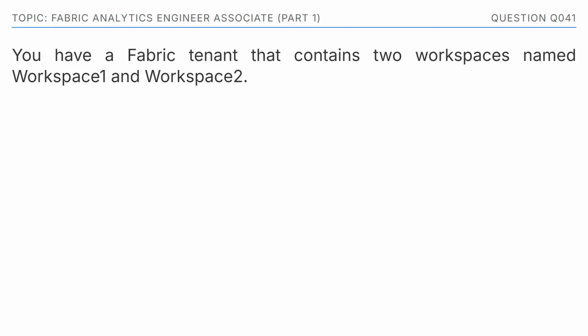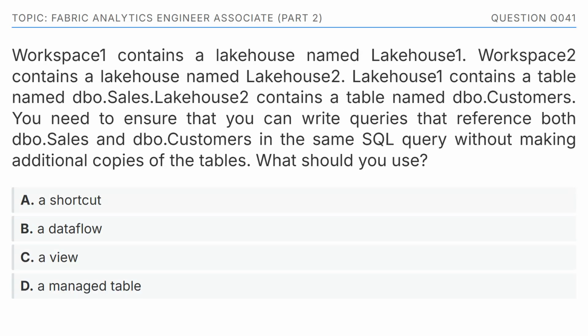You have a Fabric tenant that contains two workspaces named Workspace 1 and Workspace 2. Workspace 1 contains a lakehouse named Lakehouse 1. Workspace 2 contains a lakehouse named Lakehouse 2. Lakehouse 1 contains a table named DBO Sales. Lakehouse 2 contains a table named DBO Customers. You need to ensure that you can write queries that reference both DBO Sales and DBO Customers in the same SQL query without making additional copies of the tables.